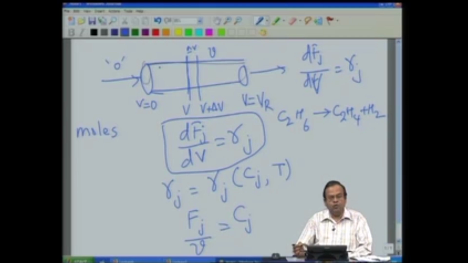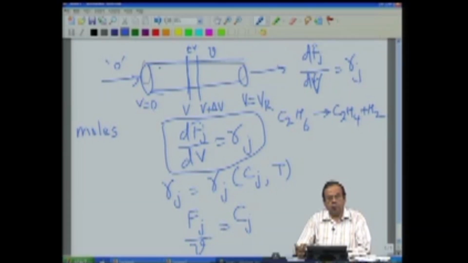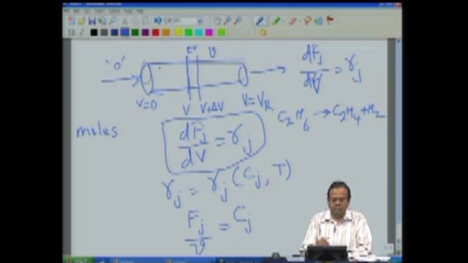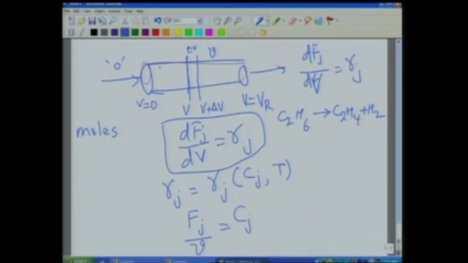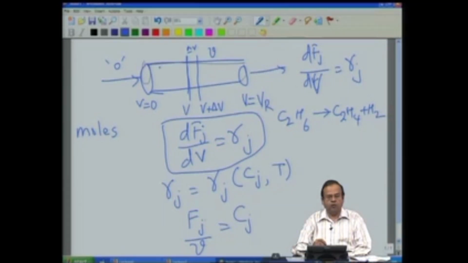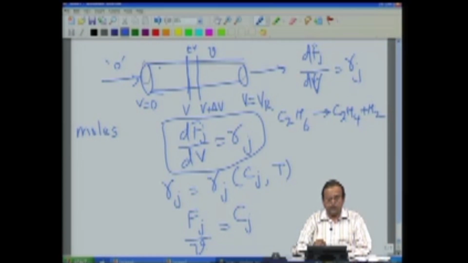So, there are two ways of relating this condition. One is you put this value of Cj in this rate expression. So, Rj now becomes a function of Fj's. So, how do we link these two equations? Cj can be expressed in terms of Fj by V. So, plug that into this rate expression.